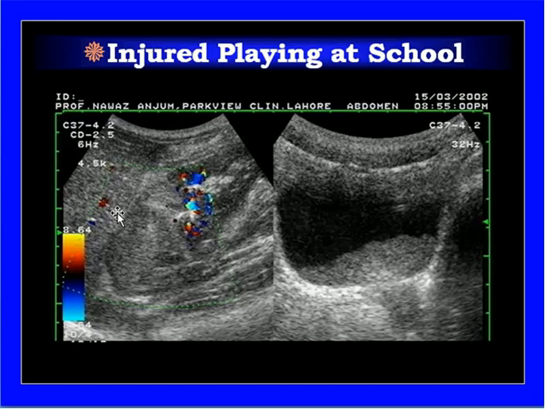This was a kid who was playing in the school and got trauma to the kidney. You can see the blood in the urinary bladder on the right of your screen. On the left side, you can see the kidney shows vascularity in the upper pole, whereas the lower pole shows a hematoma, displacing the rest of the normal kidney.